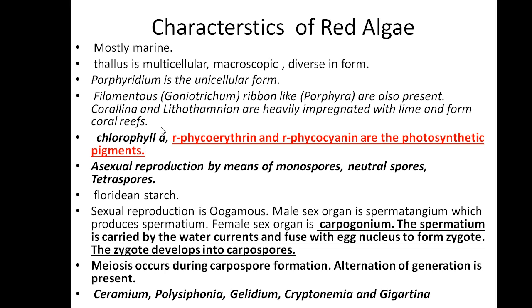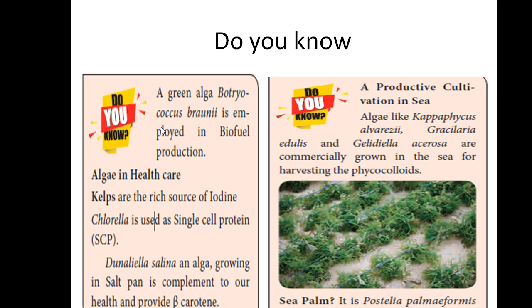Examples of red algae are Ceramium, Polysiphonia, Gelidium and Cryptonemia, and that is Gigartina. Okay, that example is Gigartina. So this is about your red algae.